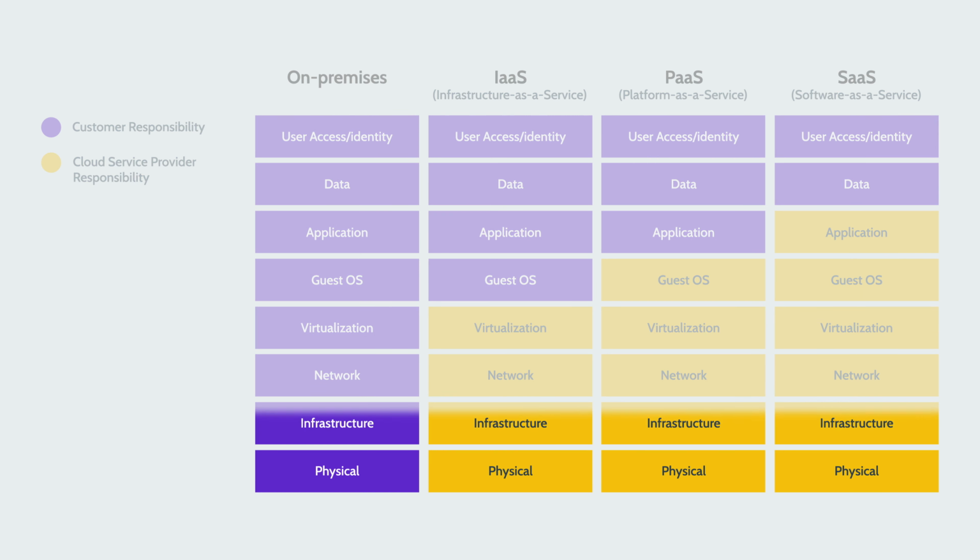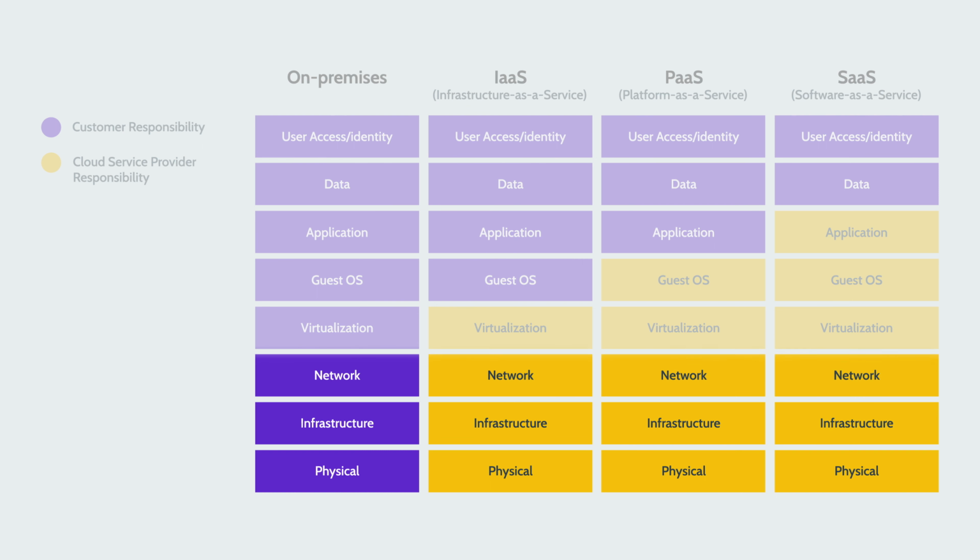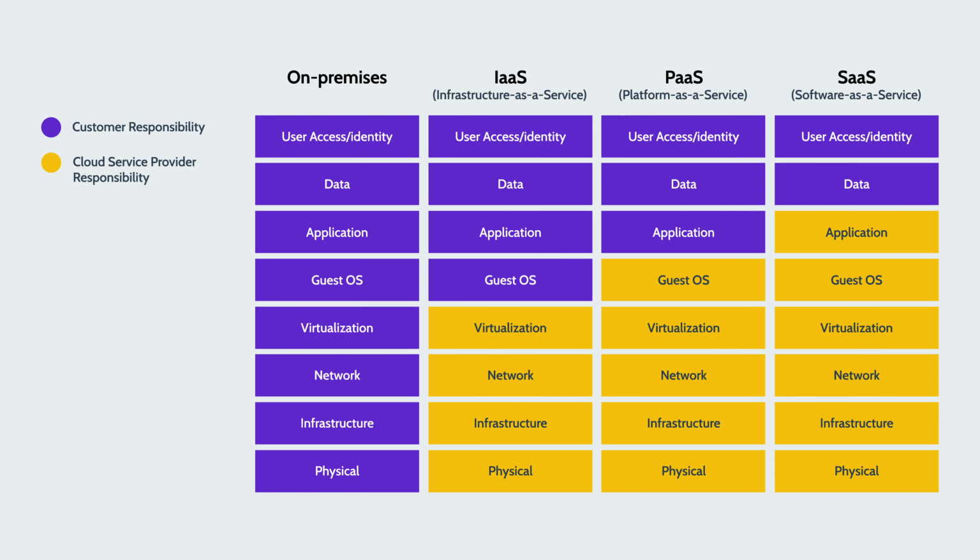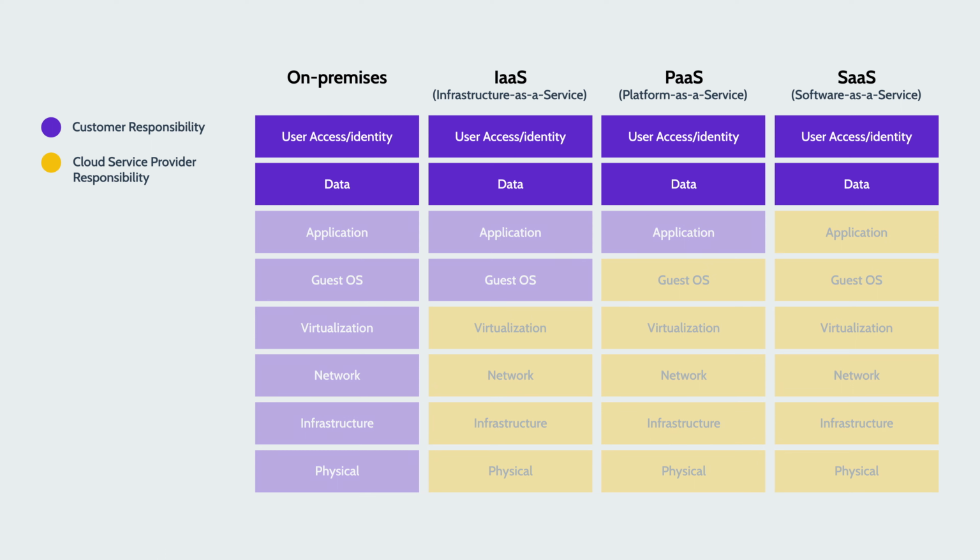As you can see in this chart, depending on the service model, vendors have varying levels of responsibility for things like physical infrastructure, network, operating systems, and so on. However, the top two layers of the chart, user ID, authentication, and account level data, these are always the user's responsibility to back up and secure.